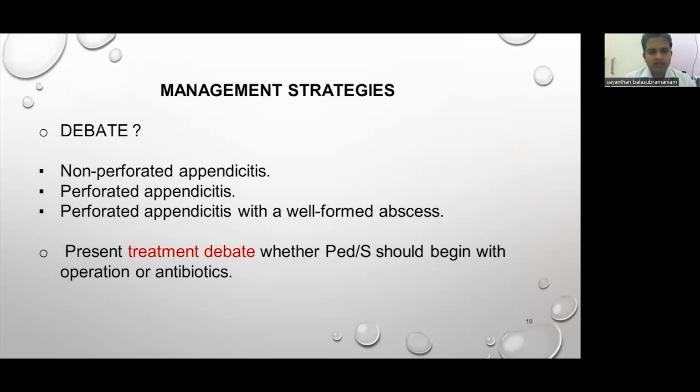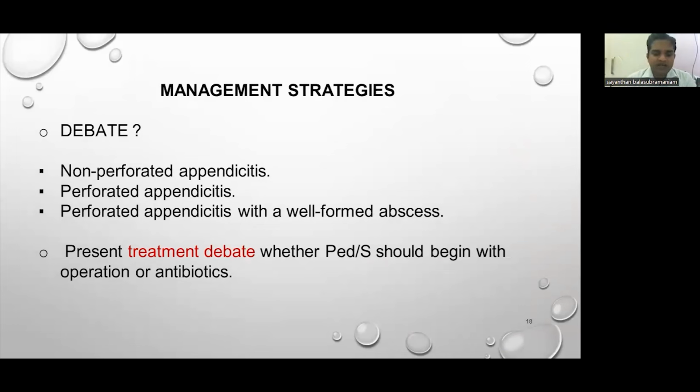So there are so many debates going on. One is perforated appendix and non-perforated appendix. So that means non-perforated appendix and perforated appendix. Third one is the perforated appendix with well-formed abscess.